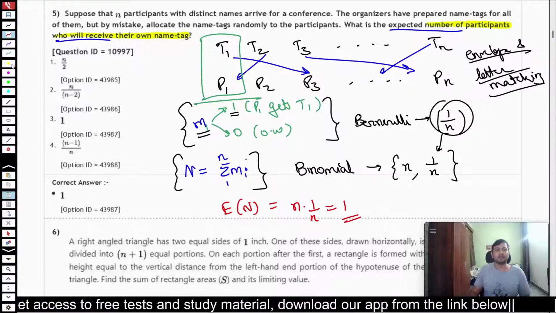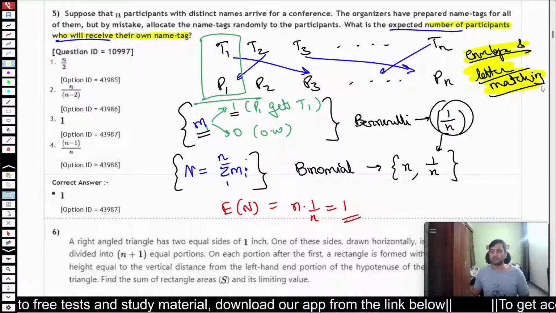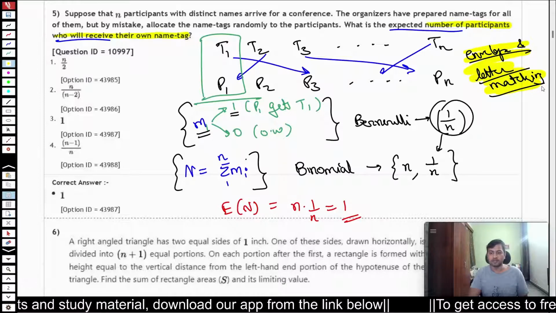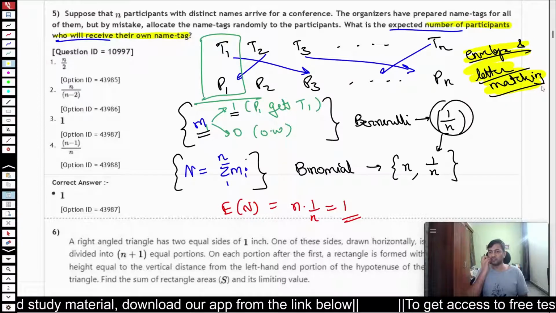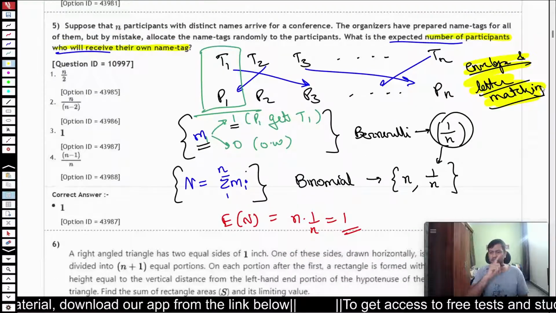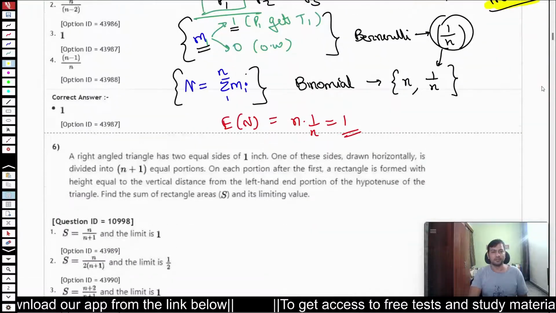If you did not understand something here, you can always Google envelope letter matching, and you will get a lot of results, probably even my results. I'll try to give the link of this video in the description, or maybe you can just click the I button that is appearing above, so that will also work.